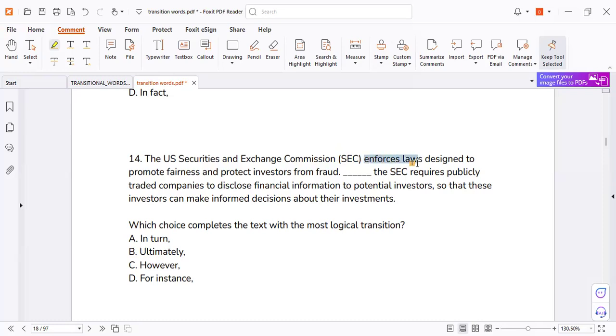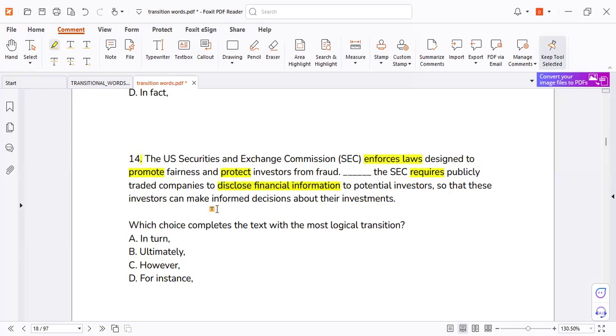SEC enforces laws which are designed to promote fairness and protect investors from fraud. The following information gives you information on how they can protect and promote. How? They ask publicly traded companies to disclose the financial information to potential investors. Why? For fairness, to protect investors from fraud. Disclose the financial information so that, as a consequence, these investors can make informed decisions about their investments.